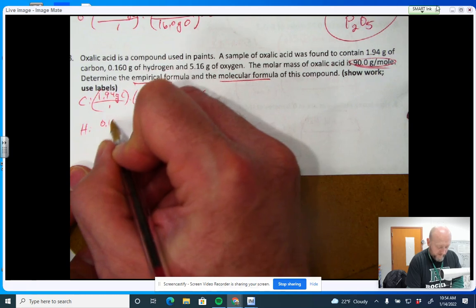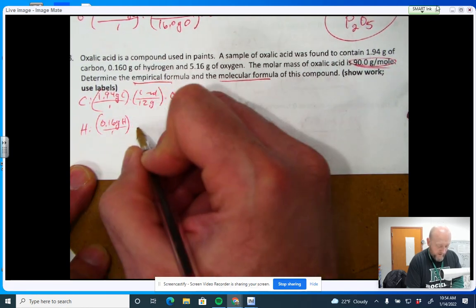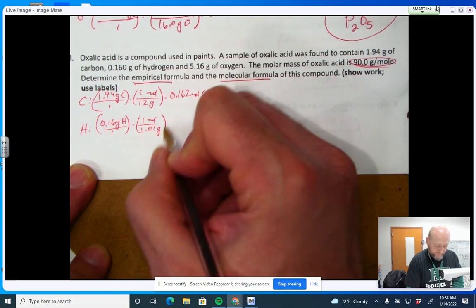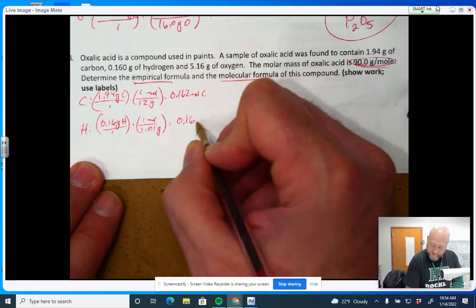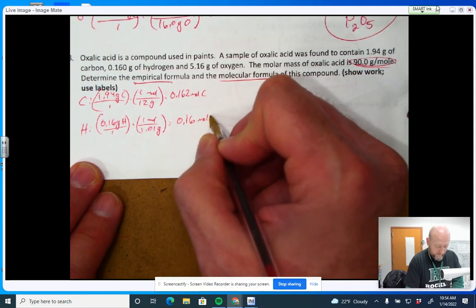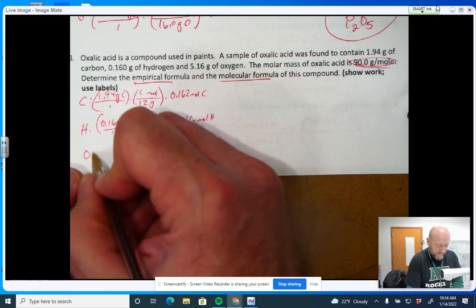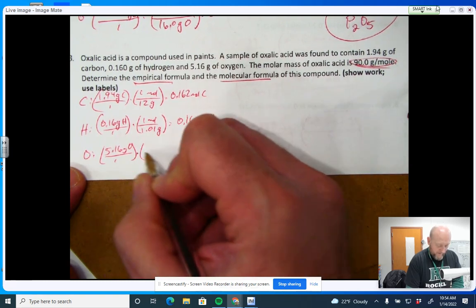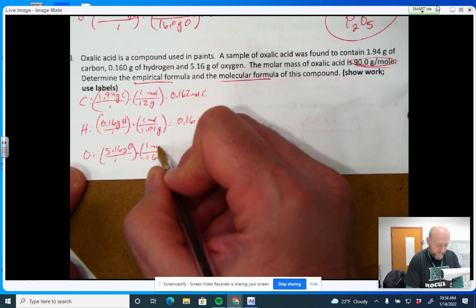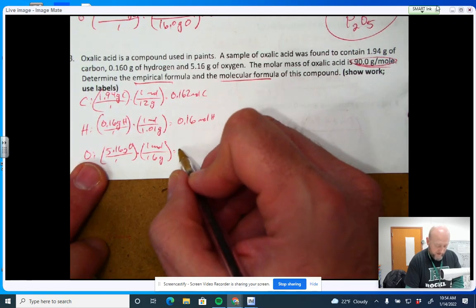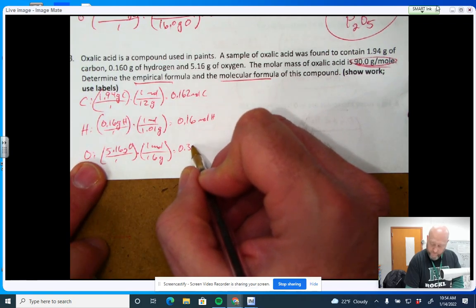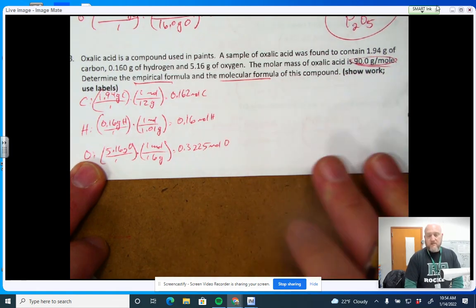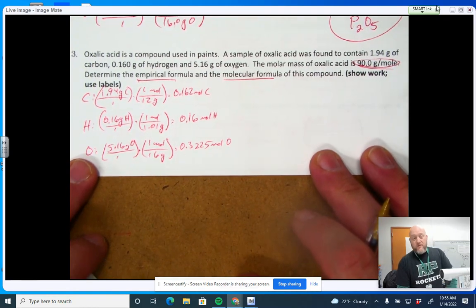Hydrogen, we have 0.16 grams of hydrogen. Our molar mass of hydrogen is 1.01 grams per 1 mole. So it's 0.16 moles of hydrogen. And finally, we get to oxygen. Oxygen, we have 5.16 grams of oxygen. Molar mass of oxygen is 16 grams for 1 mole. It's going to give us a mole ratio of 0.3225 moles of oxygen.